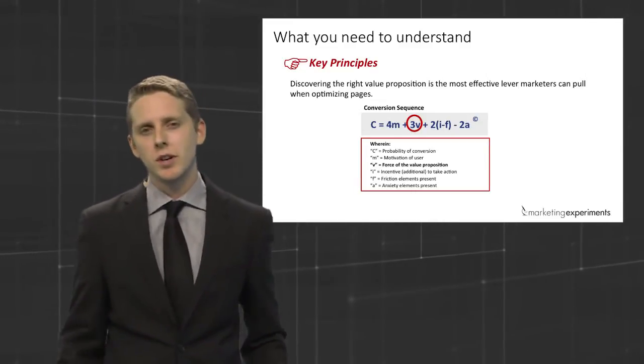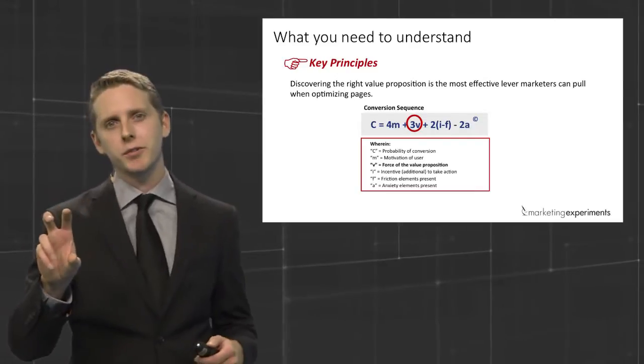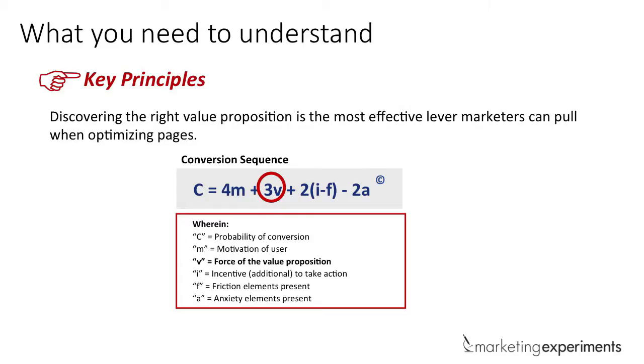Here's the point. We teach it in our course. You can see the heuristic on the screen right here. C equals 4M plus 3V plus 2I minus F minus 2A. The point of this experiment is this: the element in the heuristic that has the greatest coefficient, and I'll say the second greatest coefficient, I'll explain why in a moment, but the 3V there, has the greatest potential for you as a marketer in terms of improving your campaign.